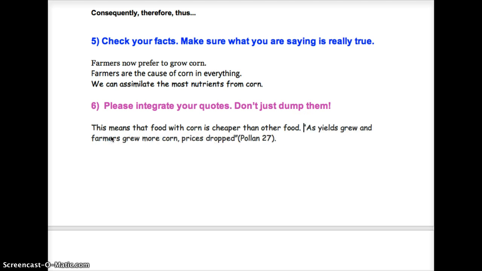Okay. And in order to integrate this quote, I'm going to use some of my own words. Or actually, I'm just going to put a comma here, as Pollan proves when he states, as yields grew and farmers grew more corn, prices dropped. And since I already used his name here, I'm going to take out his name in the parentheses. So now you see that the quote is seamlessly integrated into the sentence. And it's not just dumped into the essay in the middle of the paragraph.